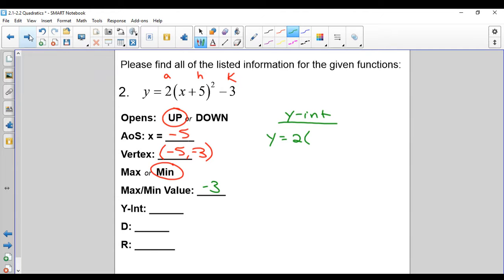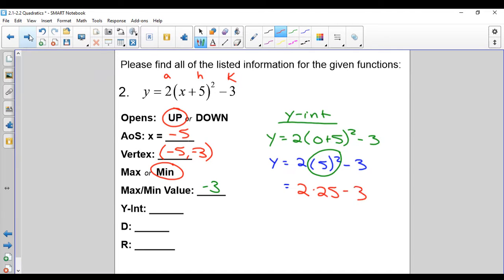Y-intercept, you plug in 0 for x, and then take it from there. A little bit to watch for here since we have an a value. Plug in 0 for x, part by part if you need to. 5 squared we end up doing is 25. So you square it first, then multiply by 2. It'll be 2 times 25 minus 3. 2 times 25 is 50, minus 3 is 47. So your y-intercept is 47. As a point, it is (0, 47).